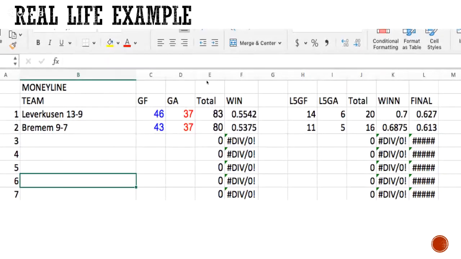So let's look at a real life example. All right, and this is our spreadsheet that computes all this for you. And this is a game I talked about on Instagram yesterday. We won this on a huge win. First team here is Leverkusen. Okay, and out beside that, you'll see 13-9. That's their record, 13-9. They were at home playing Bremen. I actually spelled that wrong. It should be an N. I apologize. And their record is 9-7.